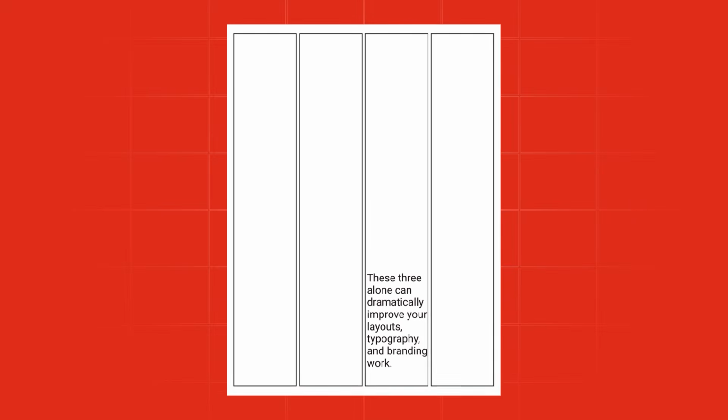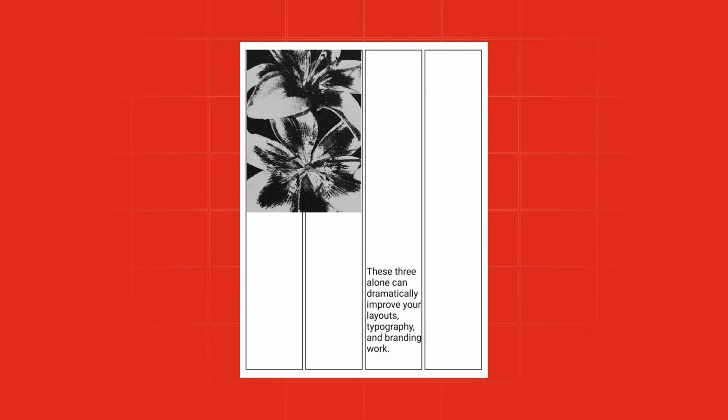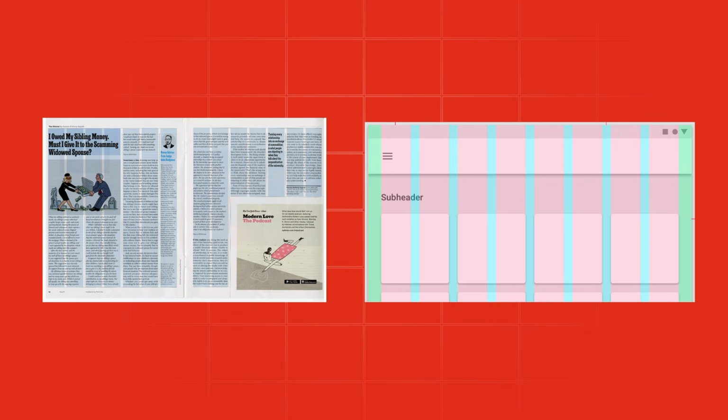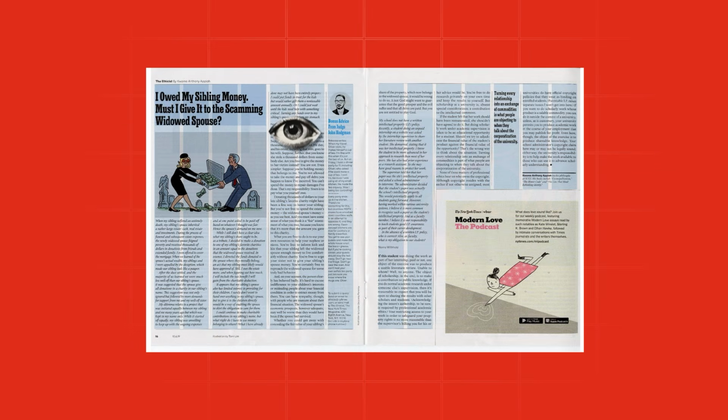Column grid. Column grid divides your layouts into vertical sections called columns. You can place text or images inside one column or span across multiple columns. For example, newspapers and websites use column grid to make reading easy. It helps to guide the viewer's eyes smoothly from top to bottom. Now let's see how to create it.